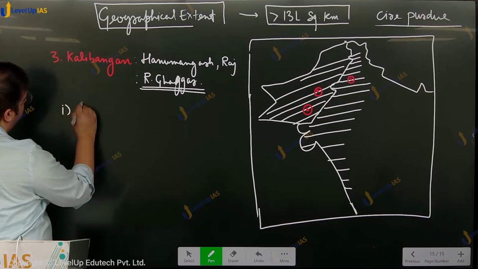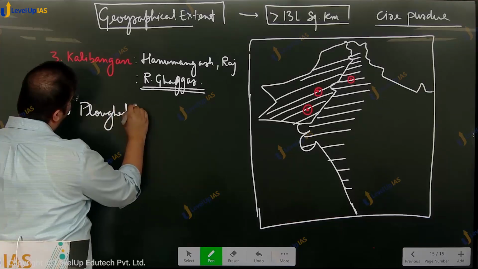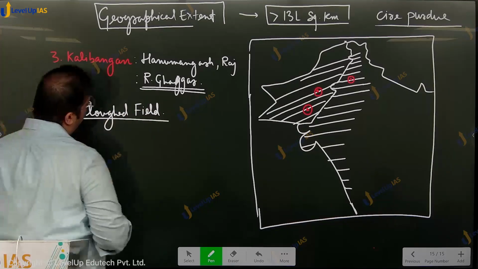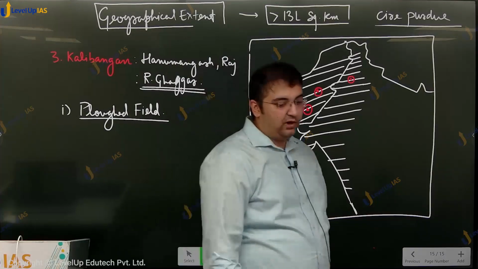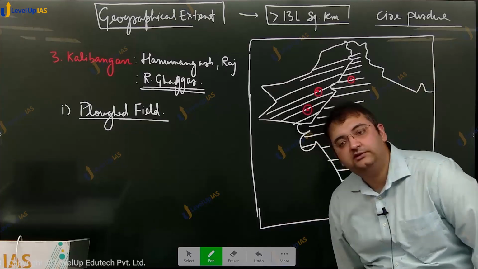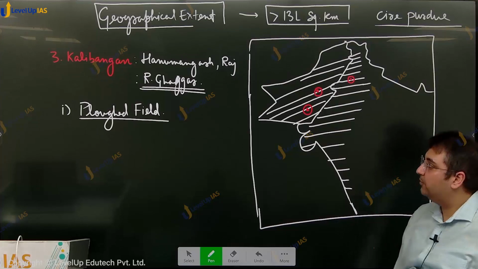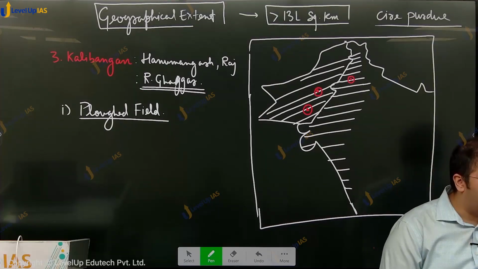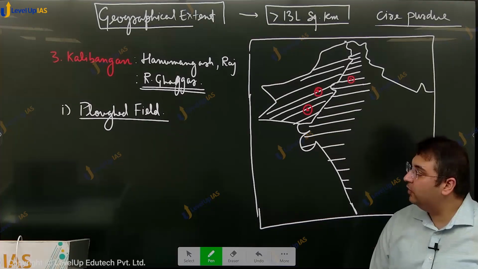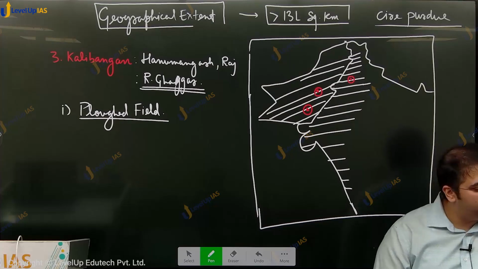We find a plowed field. Have we discovered any physical plow? Plow nahi mila hai, probably because it was made of some perishable material such as wood. So Harappans were probably using the wood plow, not the bronze plow or stone plow. That is why plow is no longer available, but a plowed field has been found.